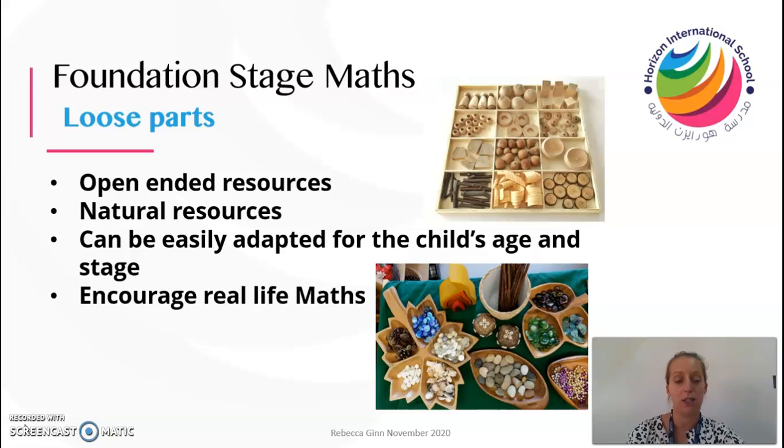As the loose parts are open-ended, children will naturally use them to role-play and make up stories and games. This enables links to real-life maths. Leaves could become tickets for a show, pine cones could become cupcakes at a party. Through this, we now have teachable moments about money and sharing.